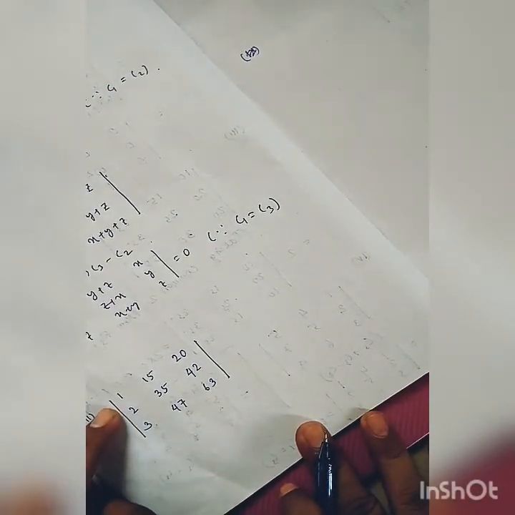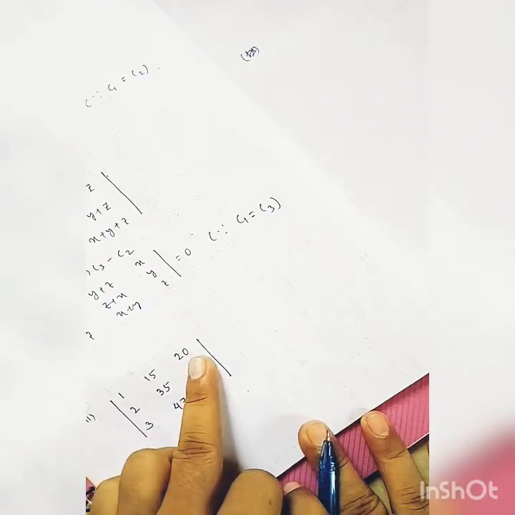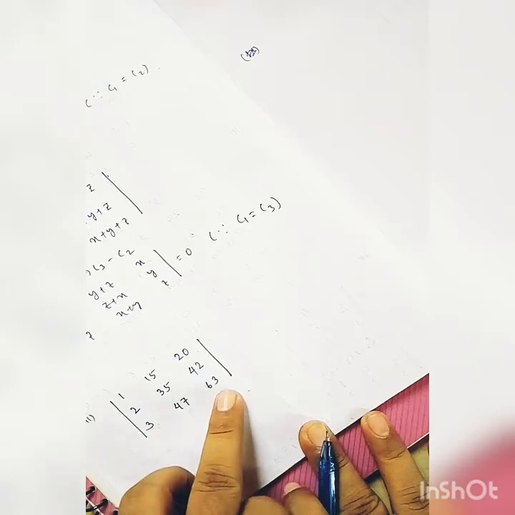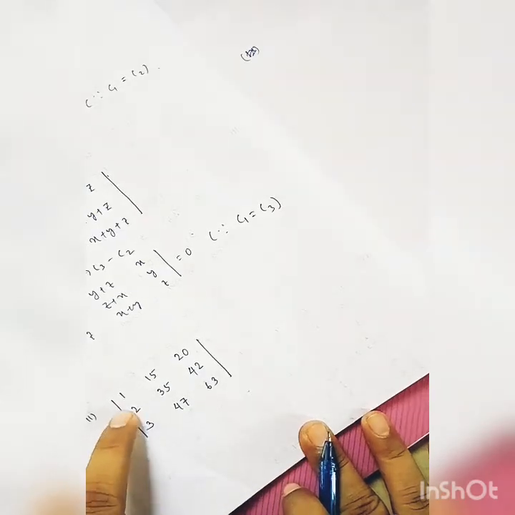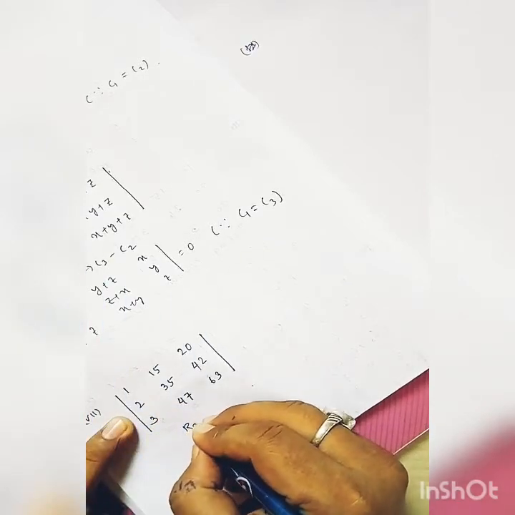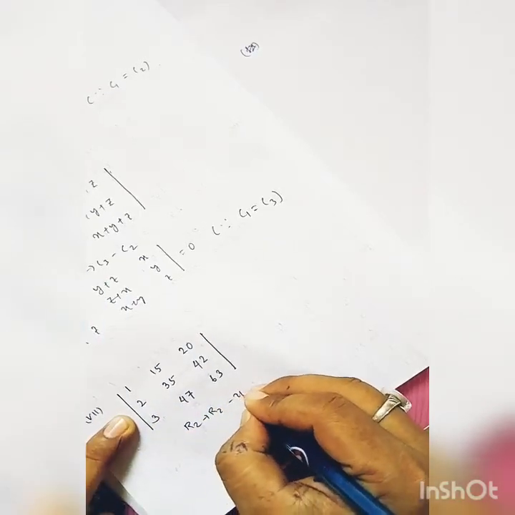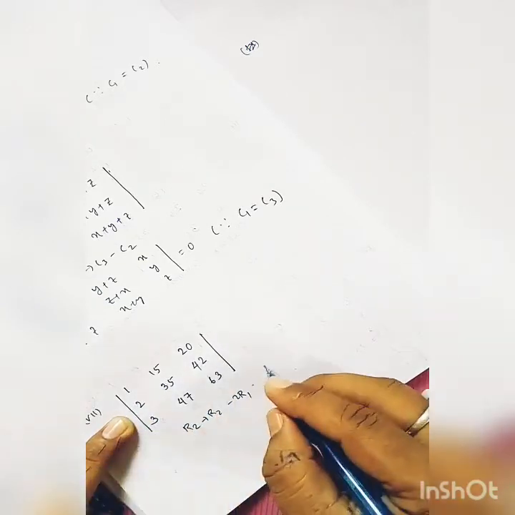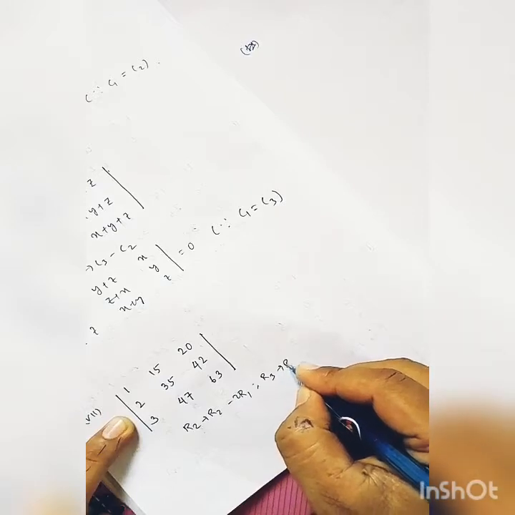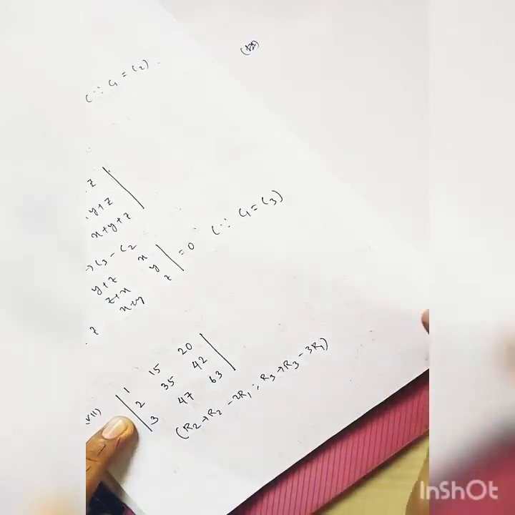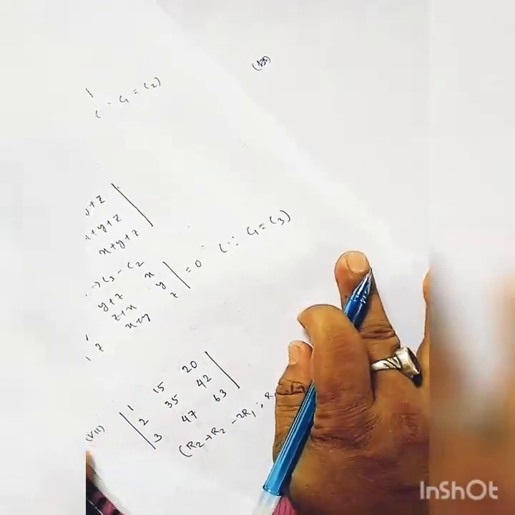Suppose you want to solve this. First observe 1, 15, 20, 2, 35, 42, 3, 47, 63. If we use the property R2 replaced by R2 minus 2 R1, that is to reduce this 2 to 0, and R3 replaced by R3 minus 3 R1. Assignment to you: solve this.